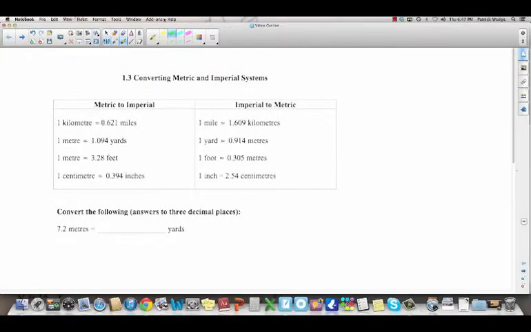Okay, we've learned the metric system, we've learned the imperial system. Now what we need to do is learn how to convert between the two systems. And then we'll be done. So we've got a chart here. I've written them all out here for you. Isn't that kind? On the left-hand side is if you're converting metric to imperial. On the right-hand side is if you're converting imperial to metric.